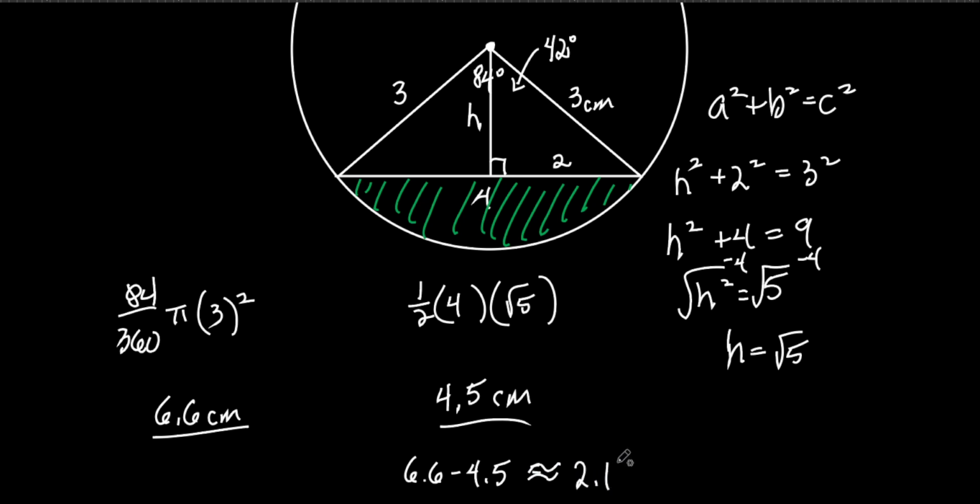2.1. Now, this is area, and this is in centimeters. So what's your answer? Centimeters squared. Okay. Now I'll circle it. And that's the area of the green section right there. It's called the segment. Remember, it's called the segment of the circle.